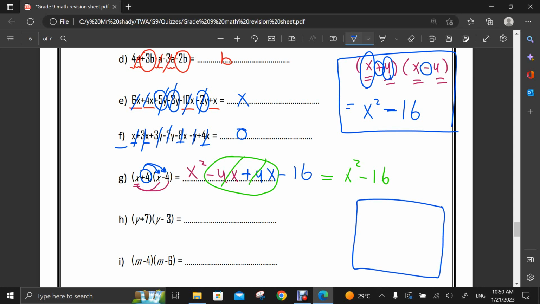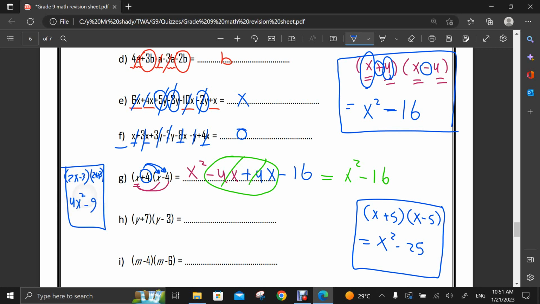So what if we have x plus 5 multiply x minus 5? So how to solve it directly? It will be x power 2 minus 25. If we have something like 2x minus 3 multiply 2x plus 3, so the same thing, it will be 4x squared minus 9. Okay, so this is the special case that we have here, but you can also use this way, no problem.